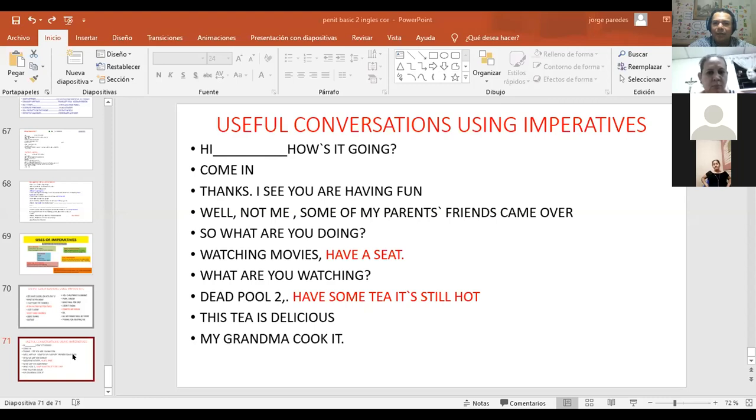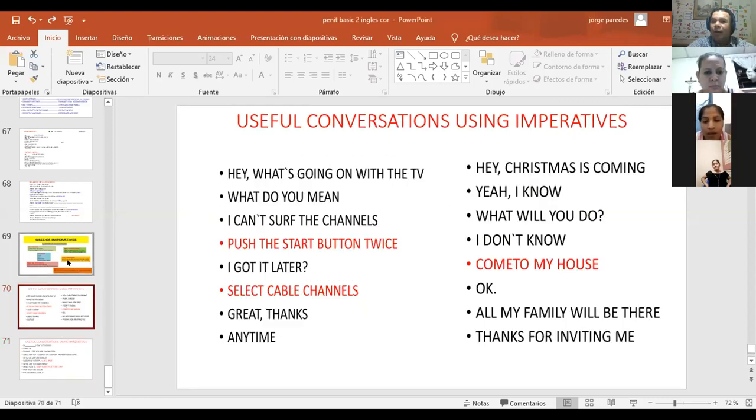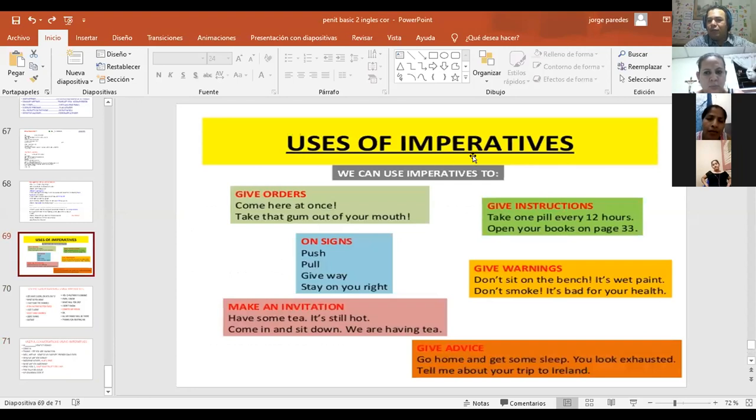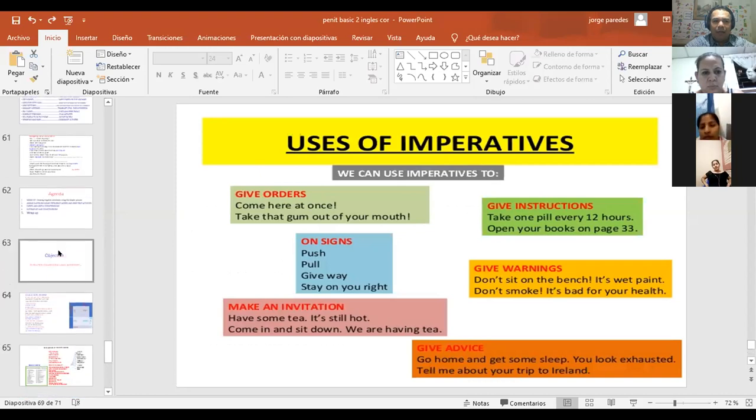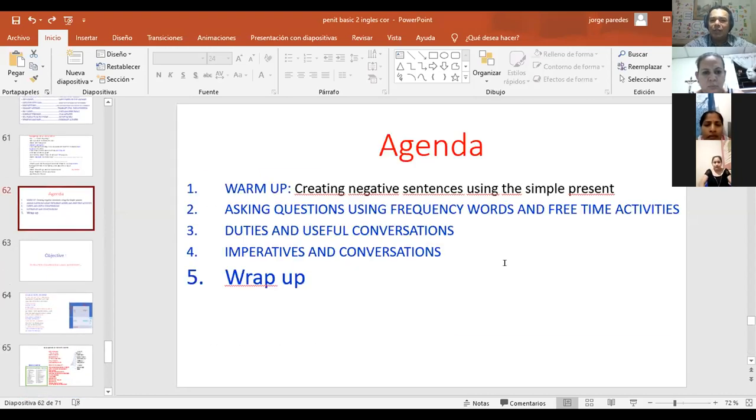So we practiced this conversation and these other two conversations about imperatives. Vamos a ver la agenda. Creating native sentences and questions using the simple present, mixed with the verb to be. You did it great. Number two, we were asking questions using frequency words and free time activities. How often do you? Different activities. Duties and useful conversations. Vimos el review de la pronunciation of duties and two conversations: una relacionada al duties and the other one asking what time is the meeting.